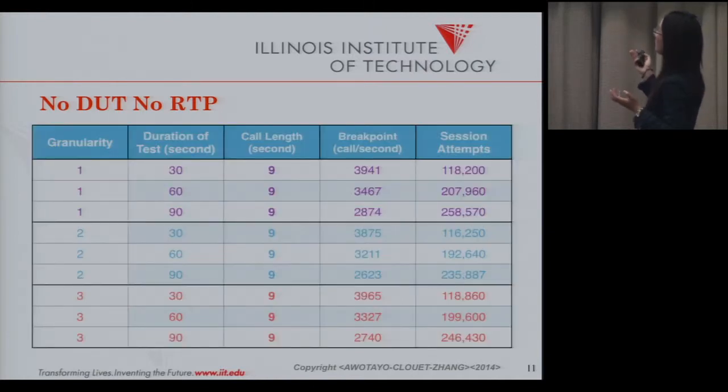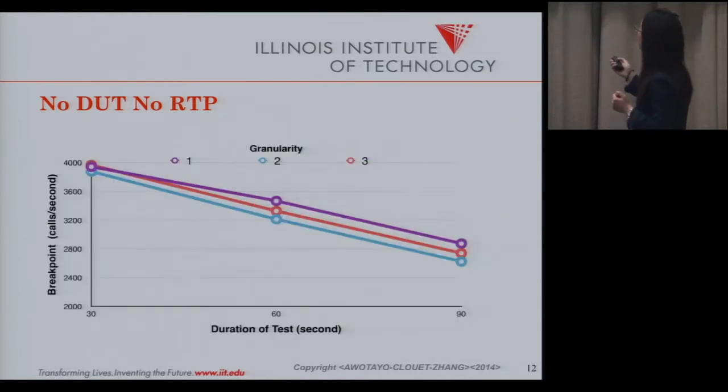And here is our analytic table. You can see we used the same call length, 9 seconds, as our comparison. And you can see we use granularity 1, 2, and 3 to show our breakpoint for this situation. Why do we use this call length? Because we want to compare with the situation with RTP that follows.